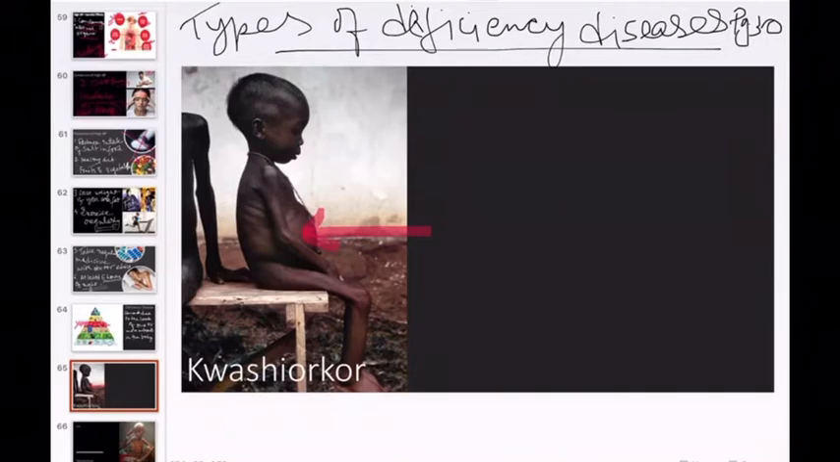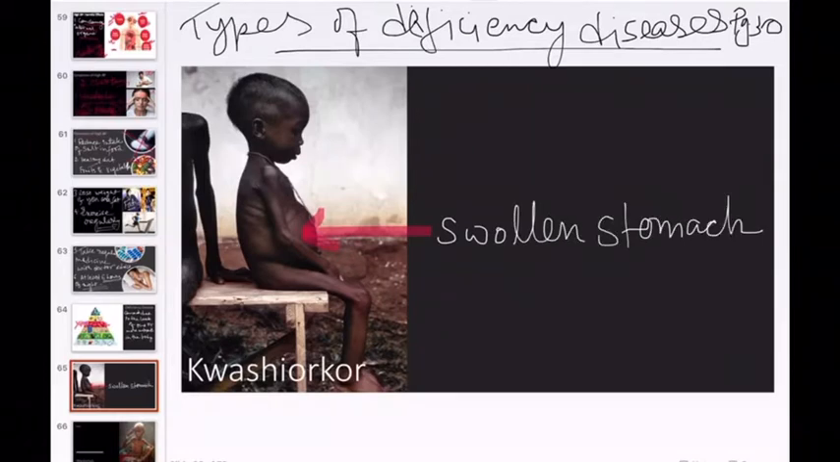first the stomach gets swollen. You see this picture of the child? He has got a swollen stomach. Then the next symptom is thin legs. Look at the picture. This boy has got thin legs and a swollen stomach. These are the symptoms of this kwashiorkor disease.